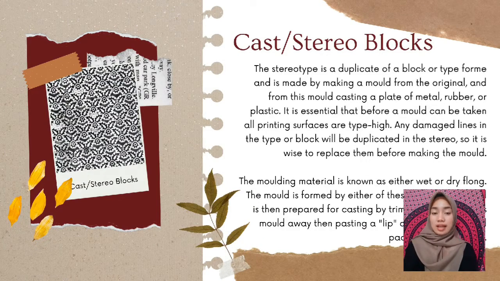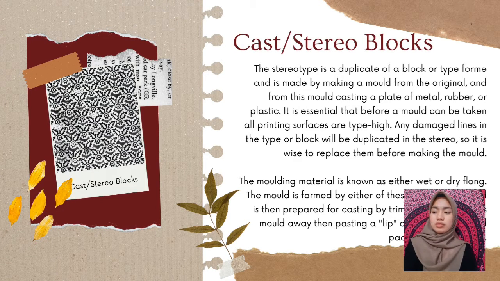And last, cast or stereo blocks. A stereotype is a duplicate of a block or type form, and is made by making a mold from the original, and from this mold casting a plate of metal, rubber, or plastic. It is essential that before a mold can be taken, all printing surfaces are checked. Any damaged lines in the type or block will be duplicated in the stereo, so it is wise to replace them before making the mold.